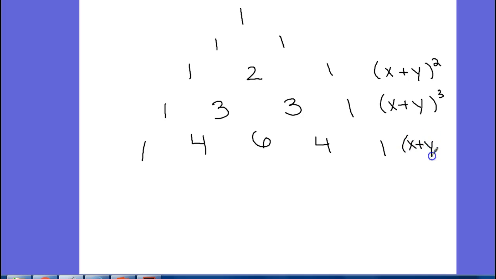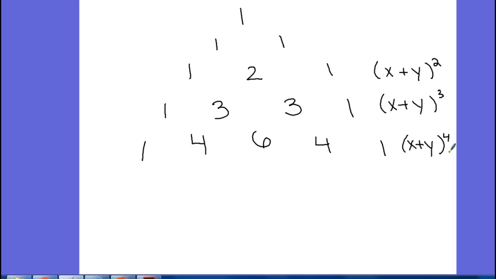This would be x plus y to the 4th. So it would be x to the 4th, 4x cubed y, 6x squared y squared, 4xy cubed, 1y to the 4th. Each of these has to have exponents that sum to 4. So if you think about when you do this, I said it's 1x squared, right? So x squared sums to 2. This is 2xy. The exponents of x and y sum to 2, and 1y squared sums to 2.